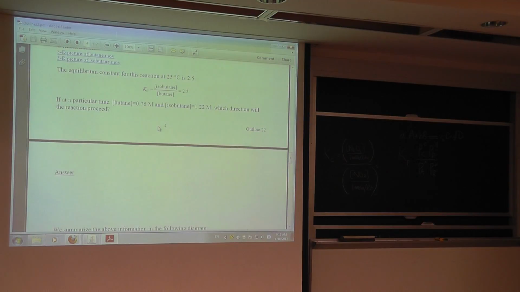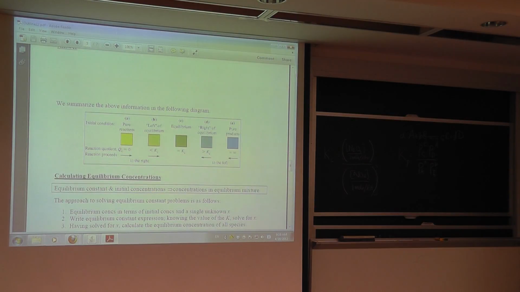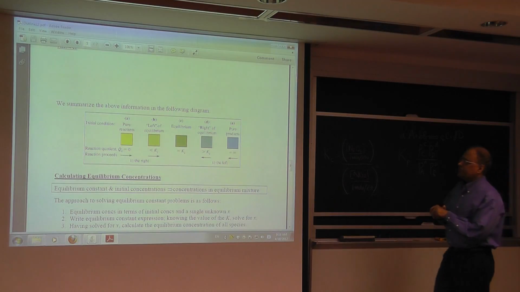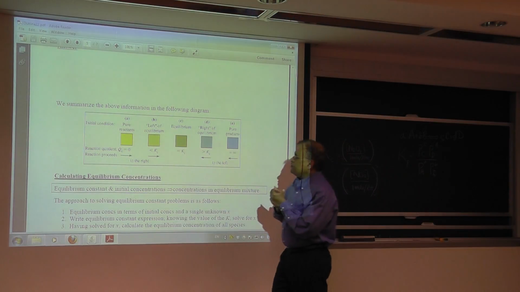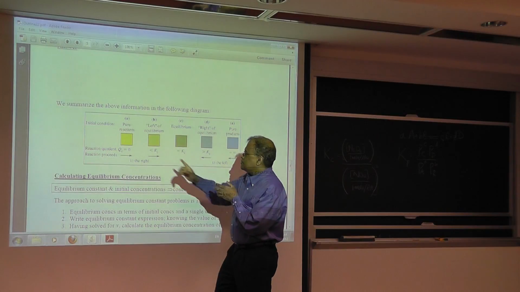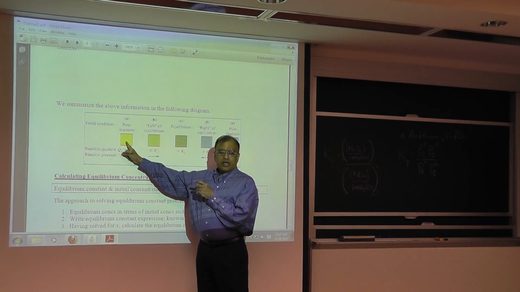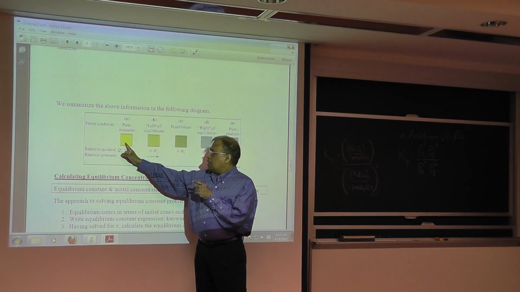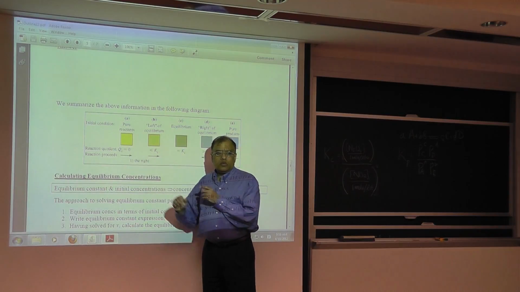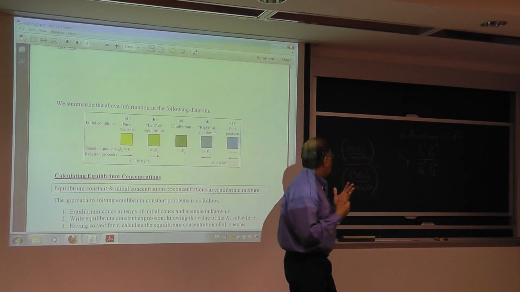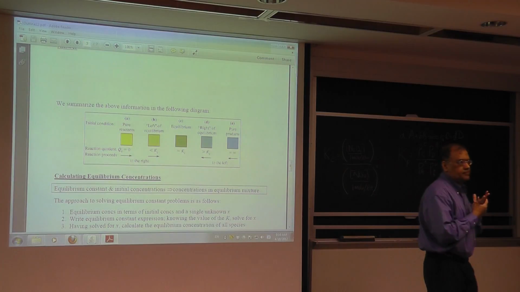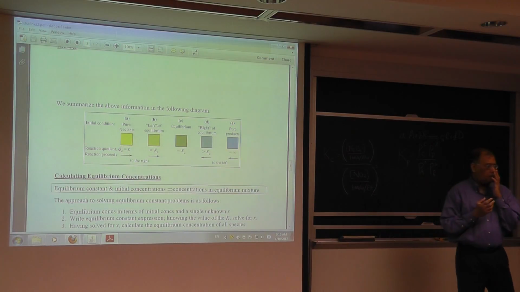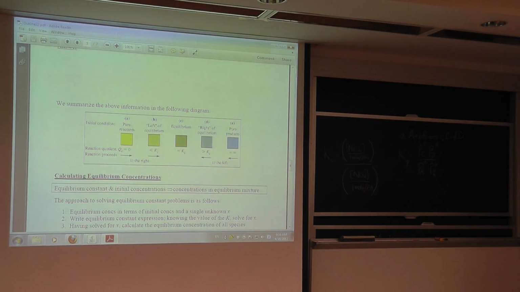So what do you get for Q? 1.6. Therefore, the reaction goes forward. All right, let's summarize what we've talked about. If you have pure reactants, what is the value of delta G? 0. No, just 1.